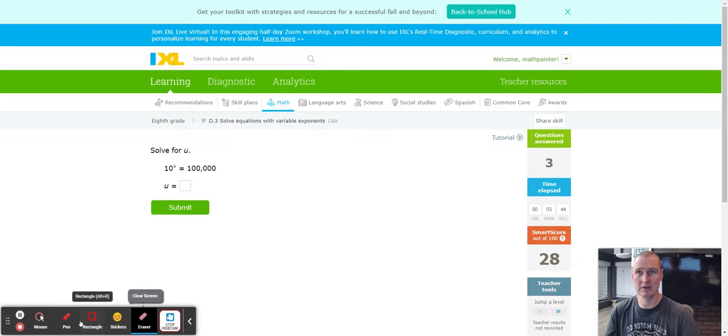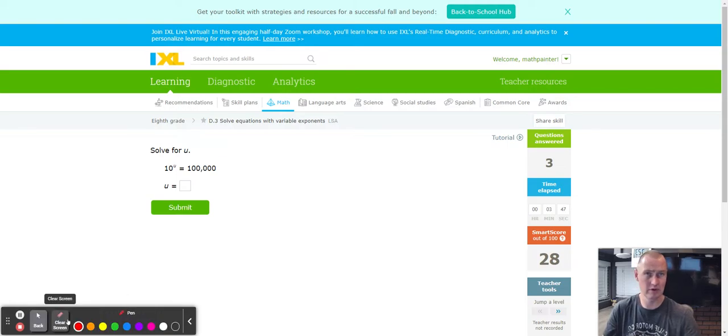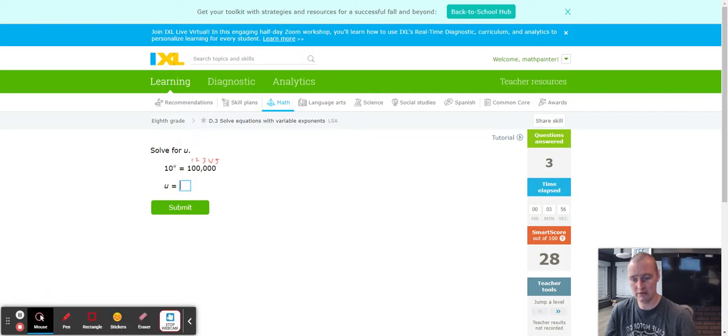All right, it's a good thing we just learned that technique because now it even went up to 100,000. So we have 1, 2, 3, 4, and 5 zeros. So 10 to the fifth power will be the correct exponent.